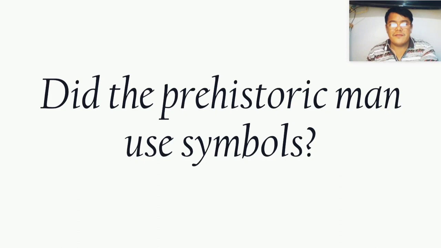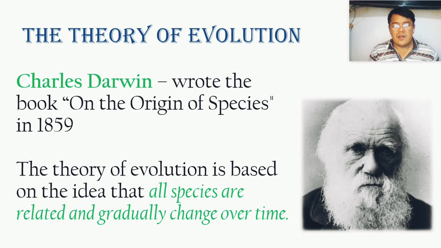Okay, the Theory of Evolution by Charles Darwin. He wrote a book titled On the Origin of Species in 1859. And the theory says all species are related and gradually change over time from simple to complex organisms, or from one single cell to multicellular organisms, creatures.